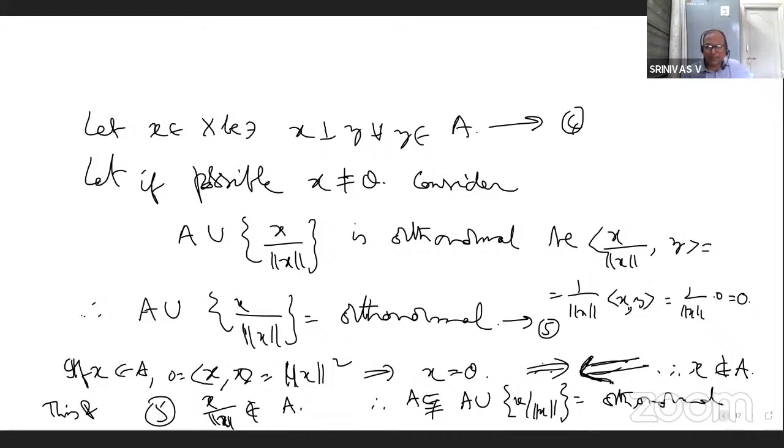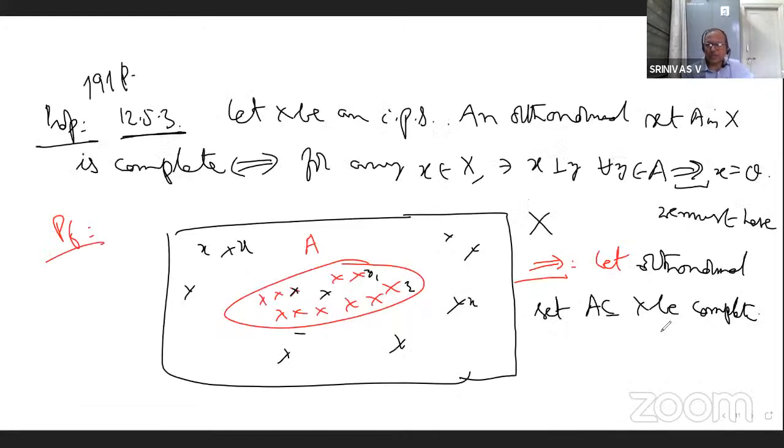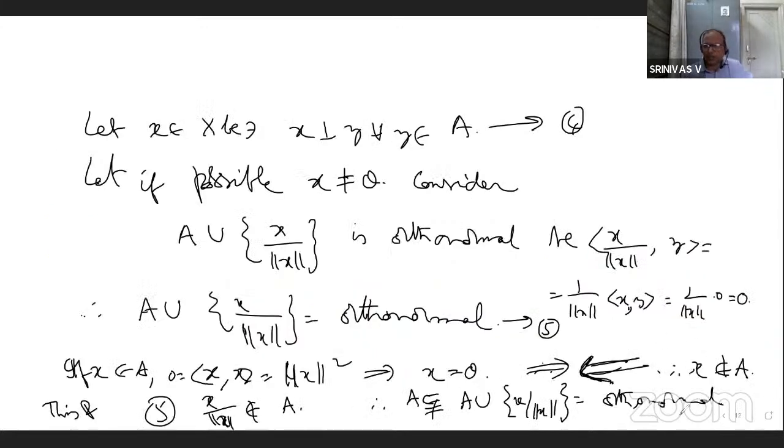What kind of a set is capital A? Capital A is complete. It cannot be contained in any larger orthonormal set. This is properly contained in this orthonormal set, which is larger than capital A. This contradicts the maximality of capital A. Because capital A is complete, it is maximal.